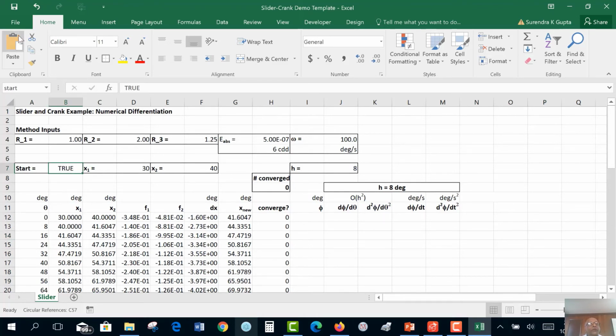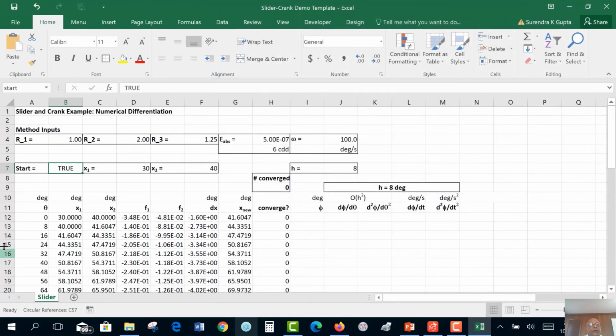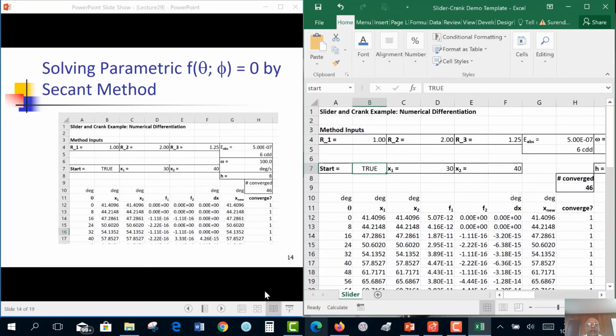So we change this to true. We are going to go file, options, formulas, manual, no recalculate, enable iterative calculation. Obviously it has already done one calculation. If I press F9, 2, 3, 4, 5. In the fifth, everything converged. So that is our solution.